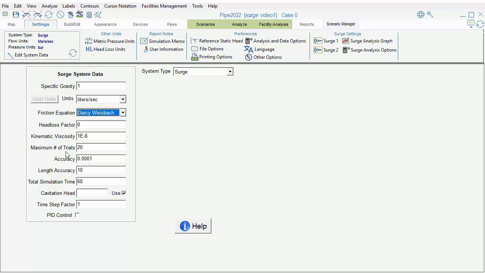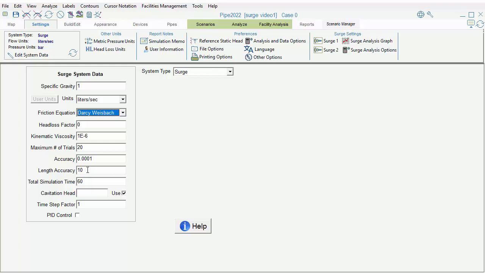The defaults for the two accuracy limits here should be accepted. The same is true for length accuracy and time step factor. The default length accuracy when you're in English units is 10 feet, and for SI it's 3 meters. If you happen to have a model with very many short pipes, you may consider lowering this value.